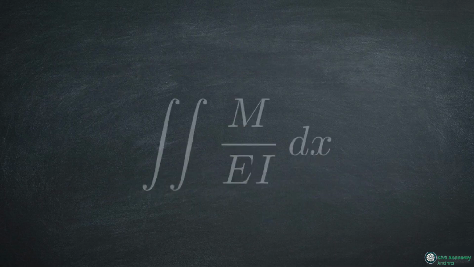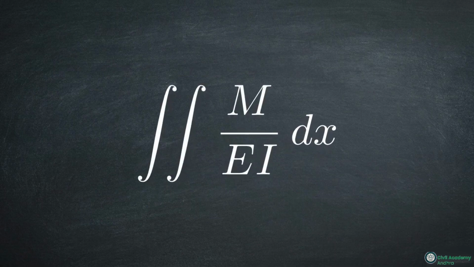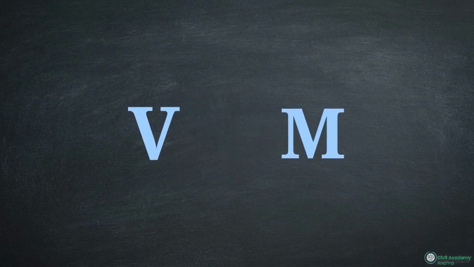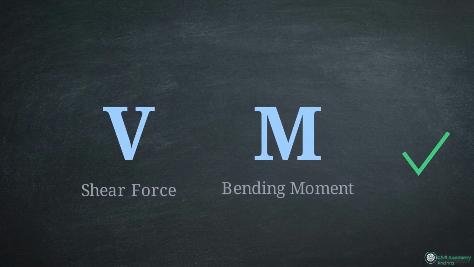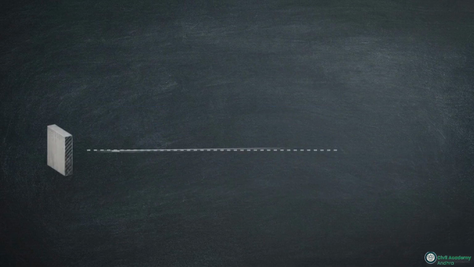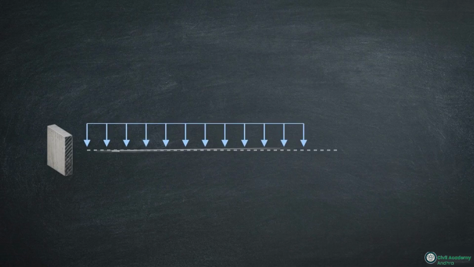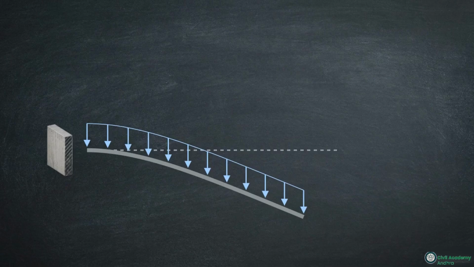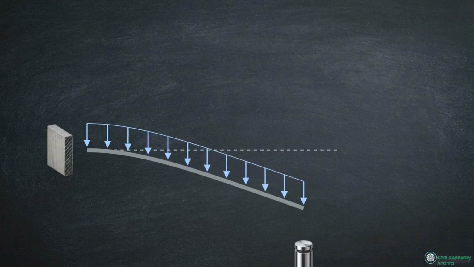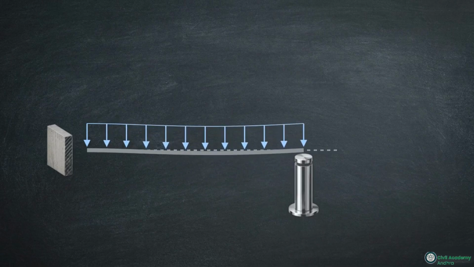Mastering the moment area and conjugate beam methods allows you to skip calculus completely. You are transforming complex integration problems into basic statics problems, relying only on shear and moment calculations. We can apply these methods to statically indeterminate structures. Take a standard cantilever sagging under a distributed load and add a rigid vertical prop. That prop pushes the free end back up until it is perfectly level with the neutral axis.